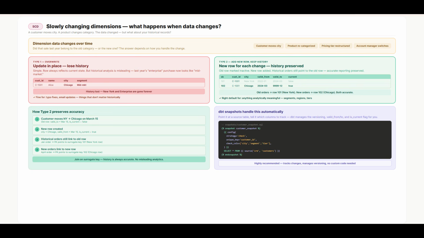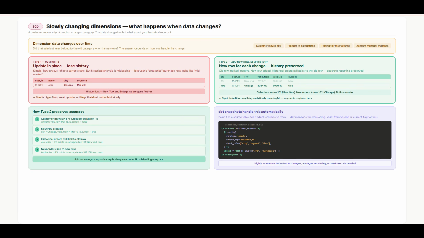Type 1, just overwrite, update the record, lose the history. Simple. The customer row always reflects current state, but now you can't accurately report on the past. If a customer was in the enterprise segment when they made a big purchase last year, but they've since been downgraded to mid-market, a type 1 dimension would make it look like that purchase came from a mid-market customer. That's misleading. Type 1 is fine for things that genuinely don't matter historically, like fixing a typo in a customer name or updating an email address.